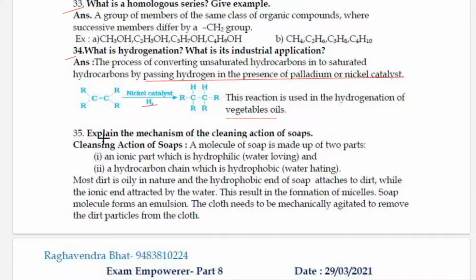Next question, explain the mechanism of the cleansing action of soaps. A molecule of soap is made up of two parts: number one, an ionic part which is hydrophilic, water loving, and number two, a hydrocarbon chain which is hydrophobic, that is, water hating. Most dirt is oily in nature and the hydrophobic end of soap attaches to the dirt while the ionic end is attracted by the water. This results in the formation of micelles. Soap molecule forms an emulsion. The cloth needs to be mechanically agitated to remove the dirt particles from the cloth.